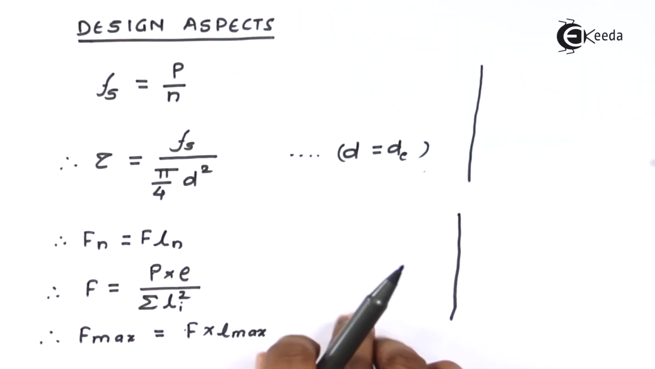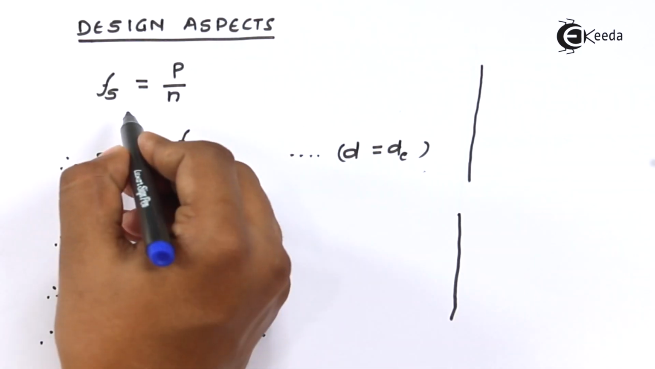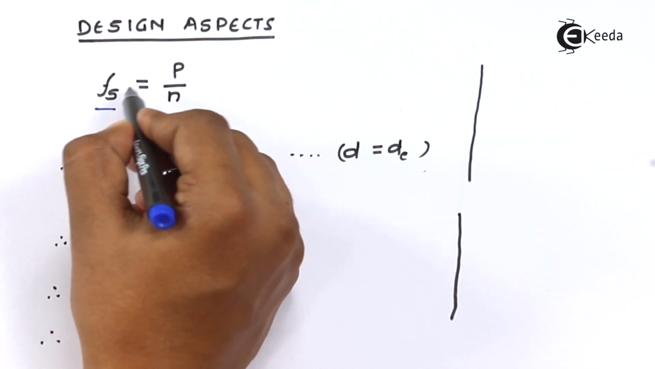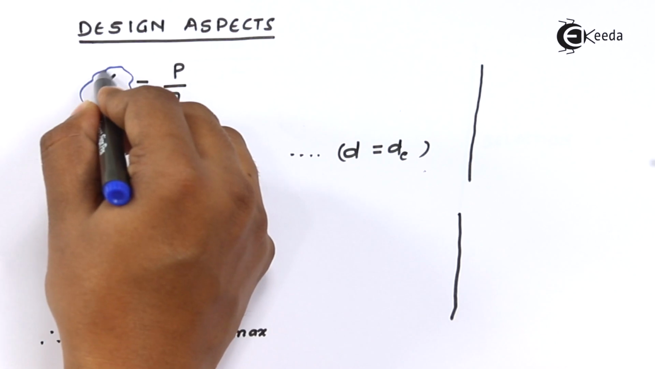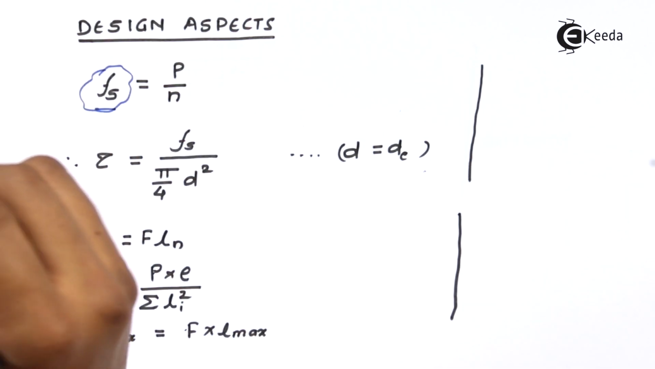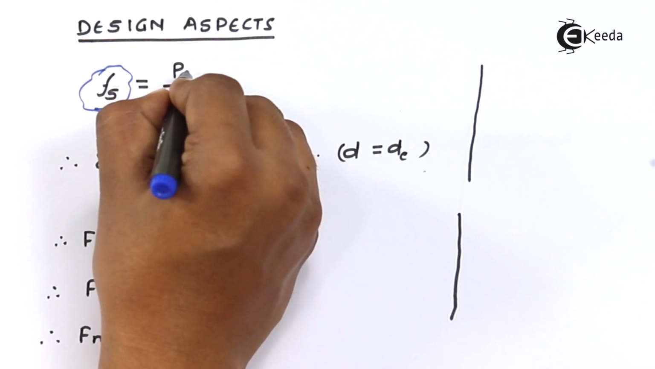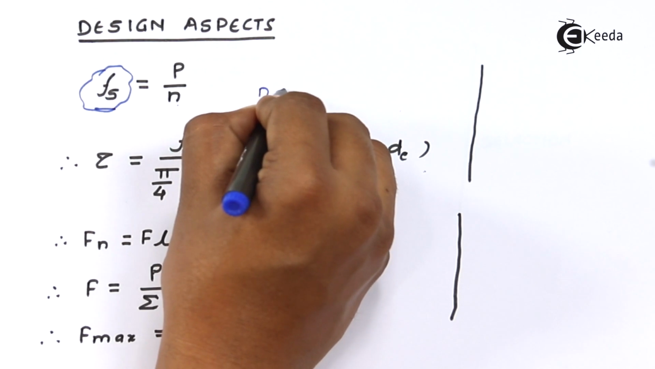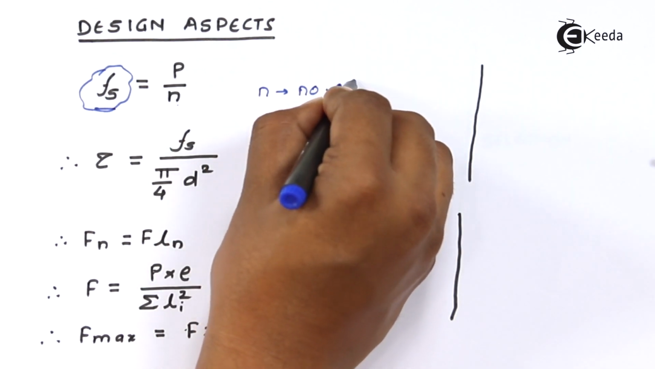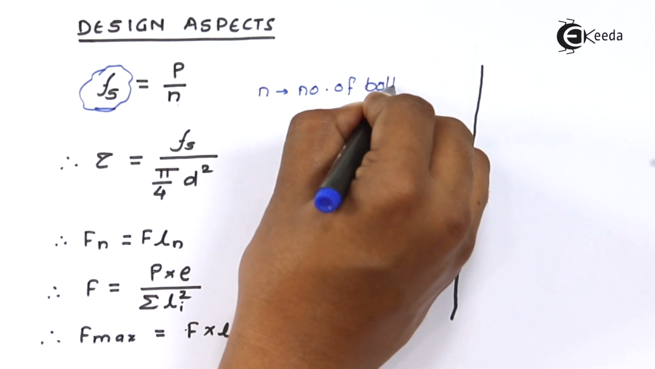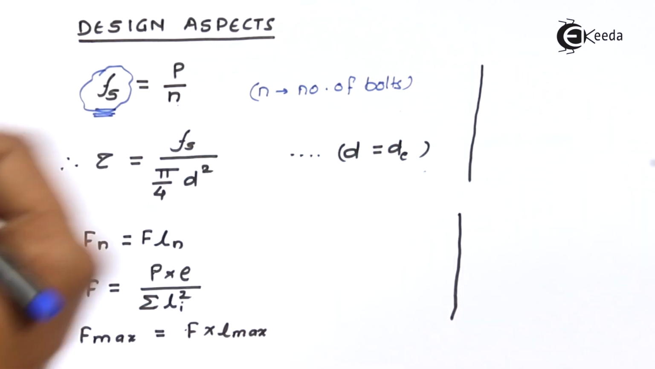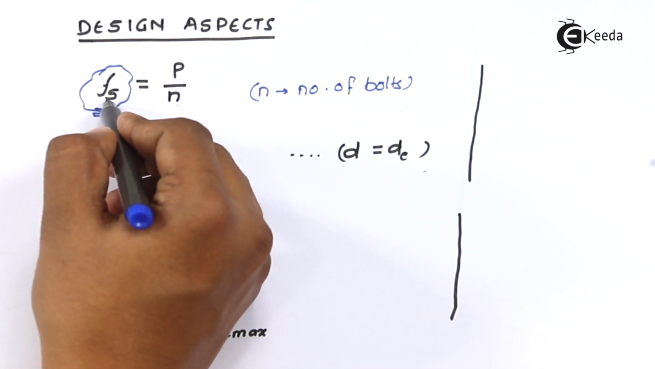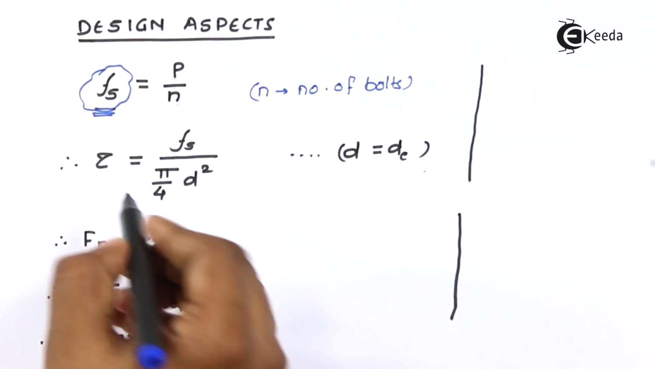Let's look at the formulae which are associated. Design aspects of first case, of course, like I said, direct stress, direct shear stress. So let us say Fs is the shear force which is acting on one bolt. So if this is the total P which is given in the diagram, and N is the number of bolts, then Fs will be the shear force which is responsible, direct shear force responsible for shear of one bolt.